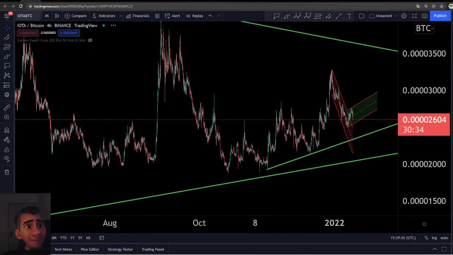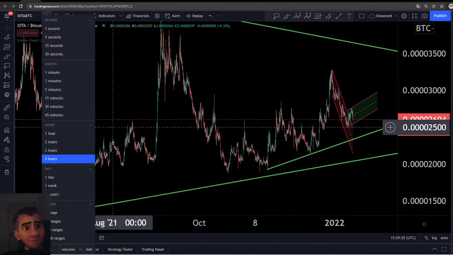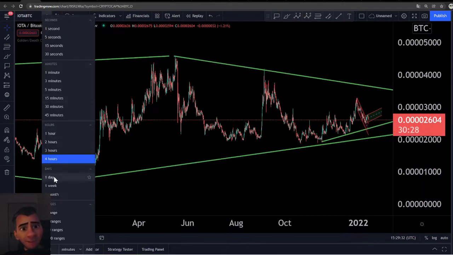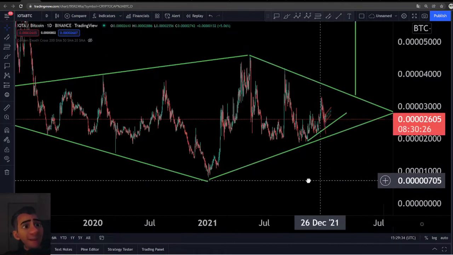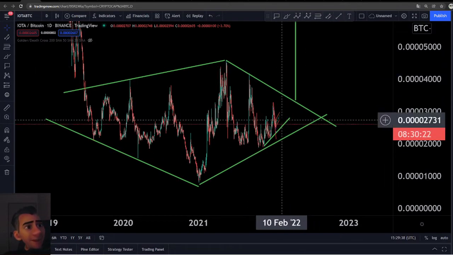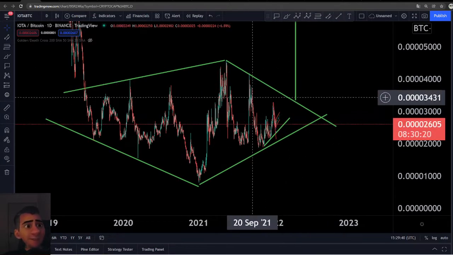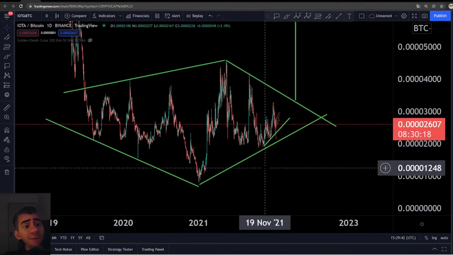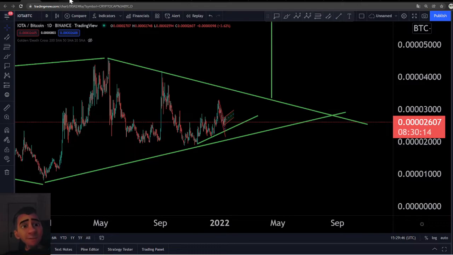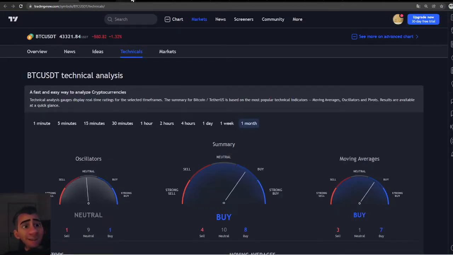The big thing I can show you, this is Iota versus Bitcoin, is this picture, guys. This is a big diamond pattern. I can show you this one on the daily. And if this diamond pattern against Bitcoin breaks out to the upside, yes, we will make a nice move against Bitcoin with Iota. But for the moment, we are going down against Bitcoin. That's not good.